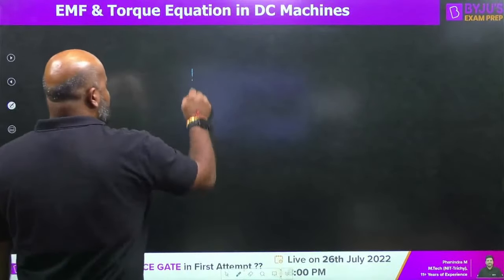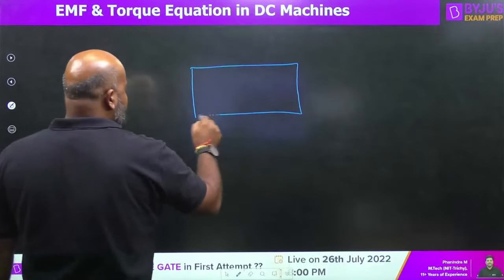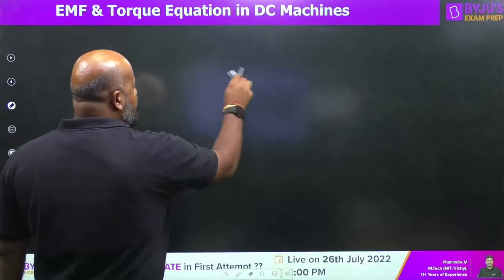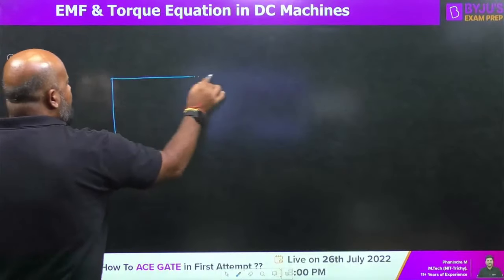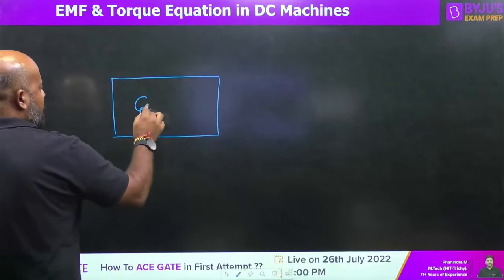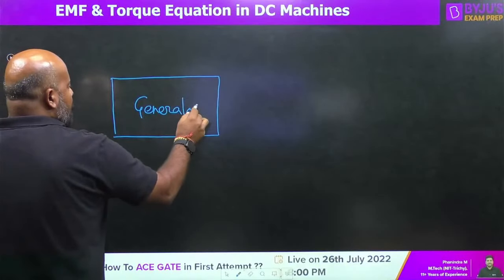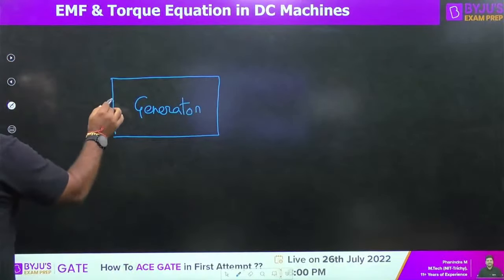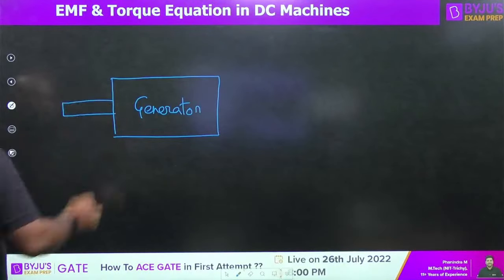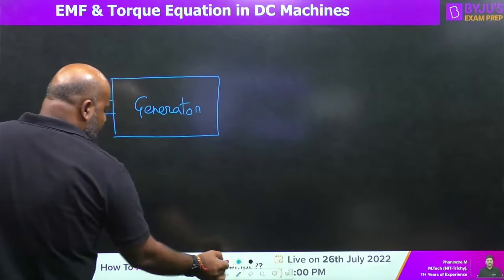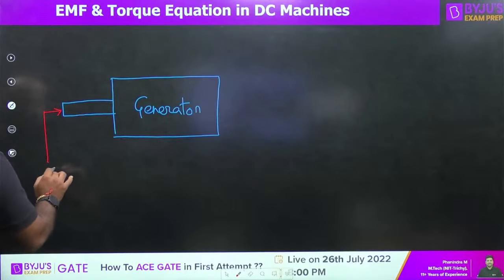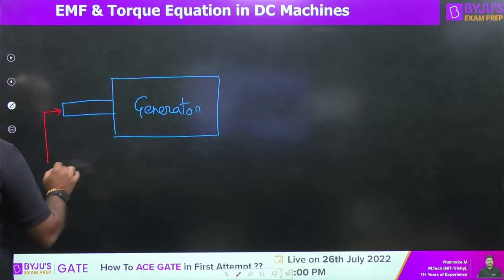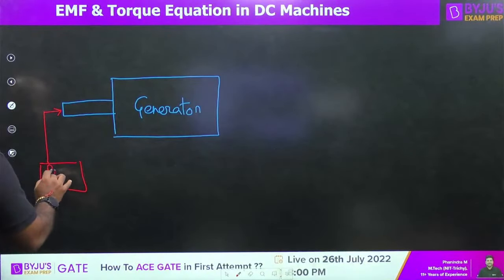Suppose this is your... or let me take the example of both generator and motor so that you get the whole concept. Suppose this is your generator. This is the shaft of the generator. Now for the generator, you give mechanical power as input. From where are you giving mechanical power? By using a prime mover. This is a prime mover.